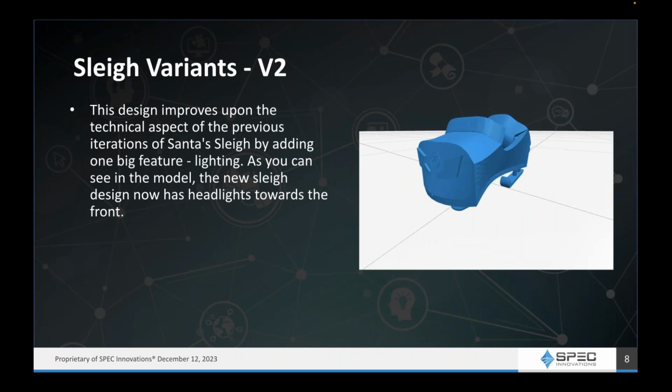Going to V2, the second iteration of this sleigh improves upon the technical aspect of the previous iteration of Santa's sleigh by adding one big feature, lighting. As you can see in the model, the new sleigh design now has headlights towards the front, further improving upon the initial version of the sleigh.